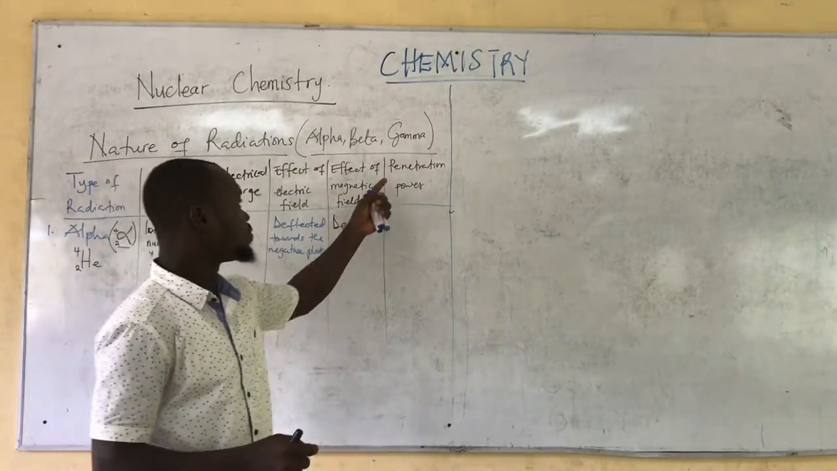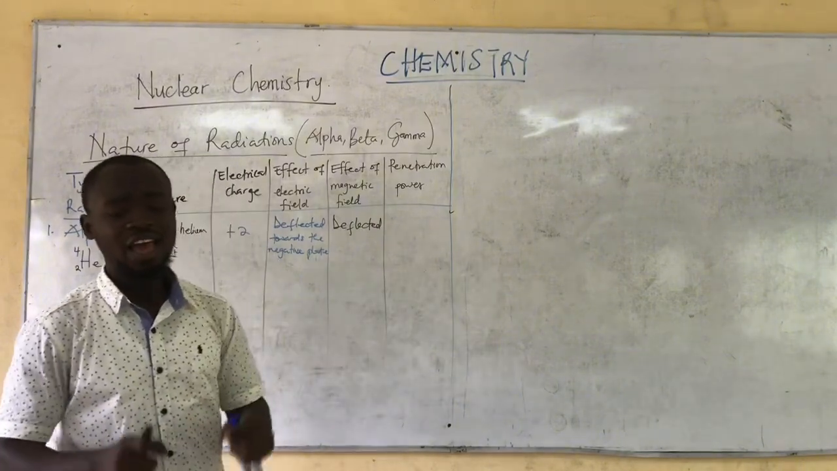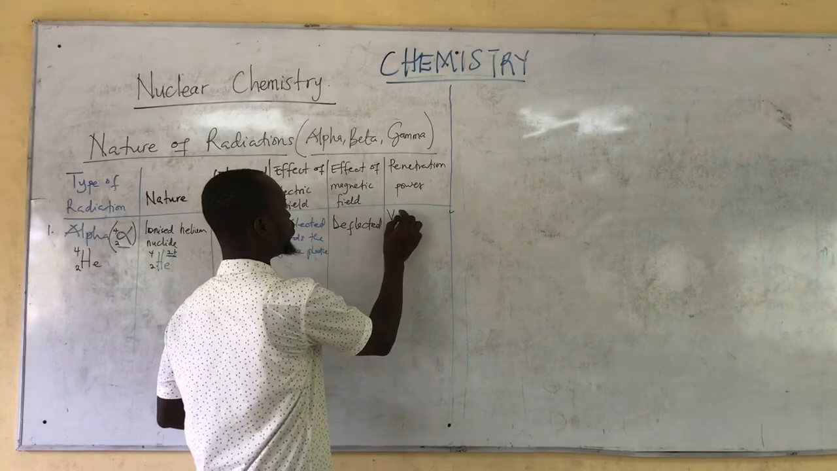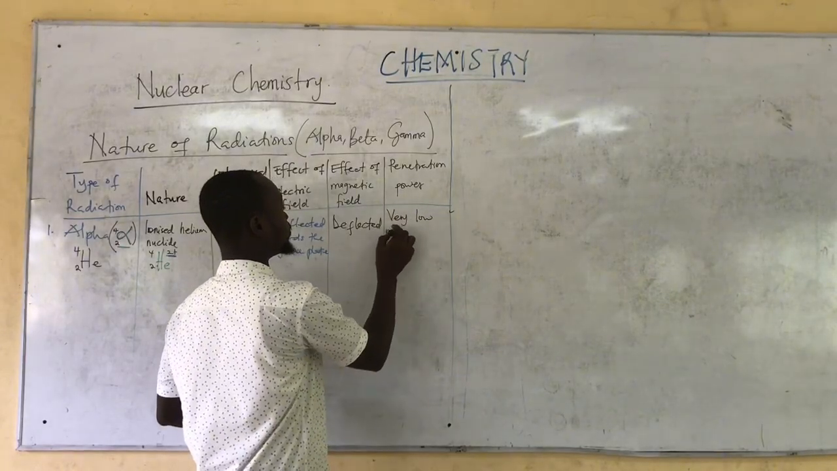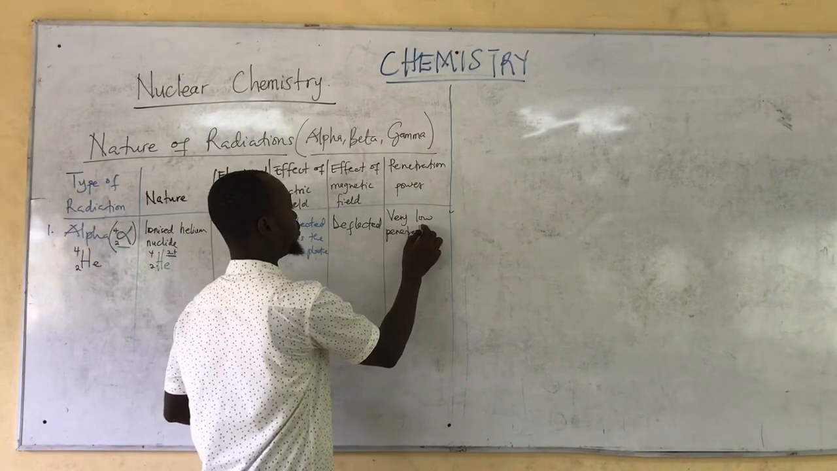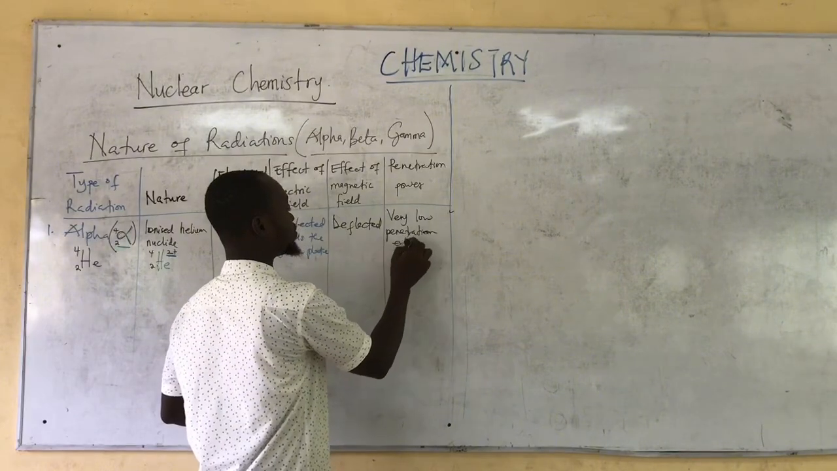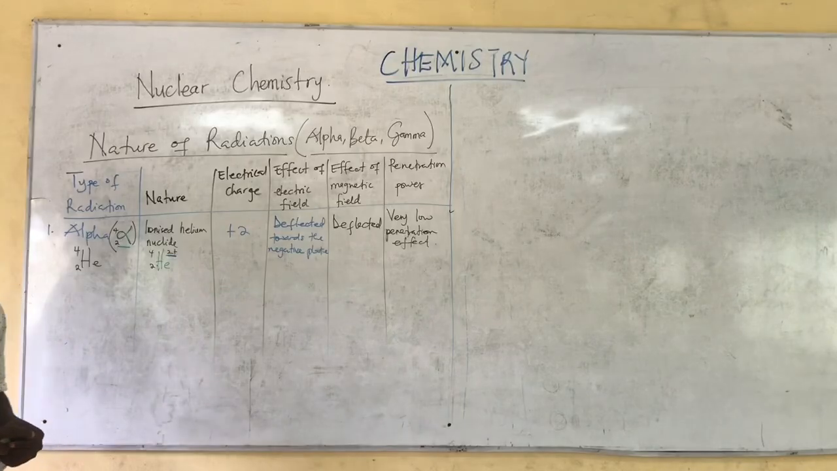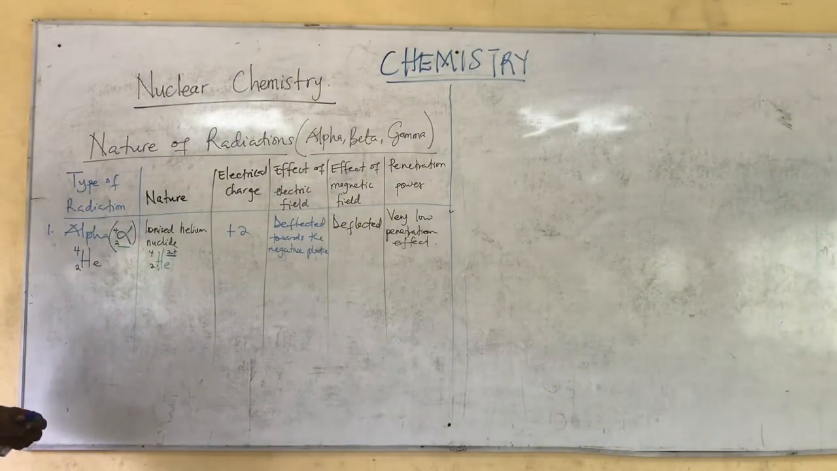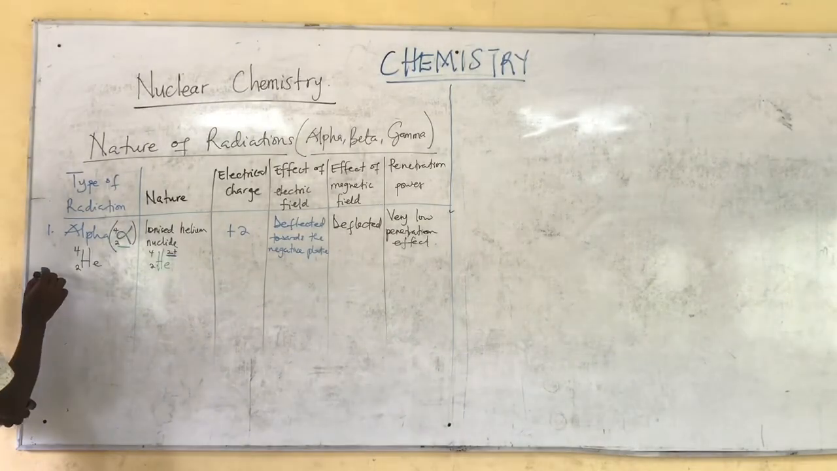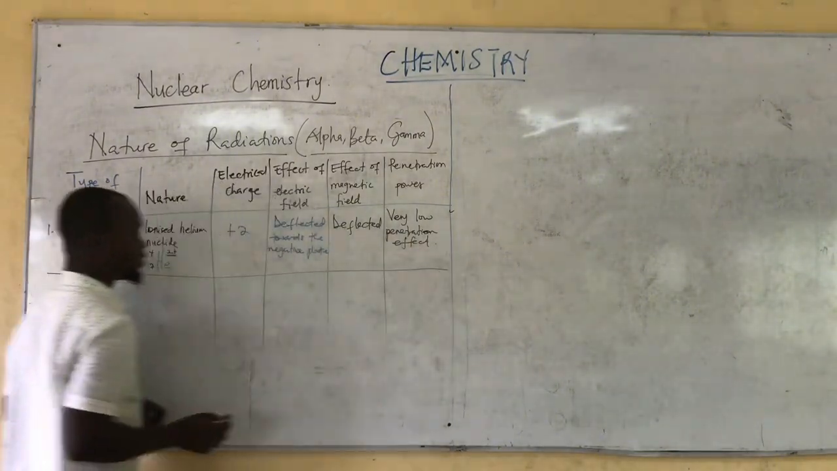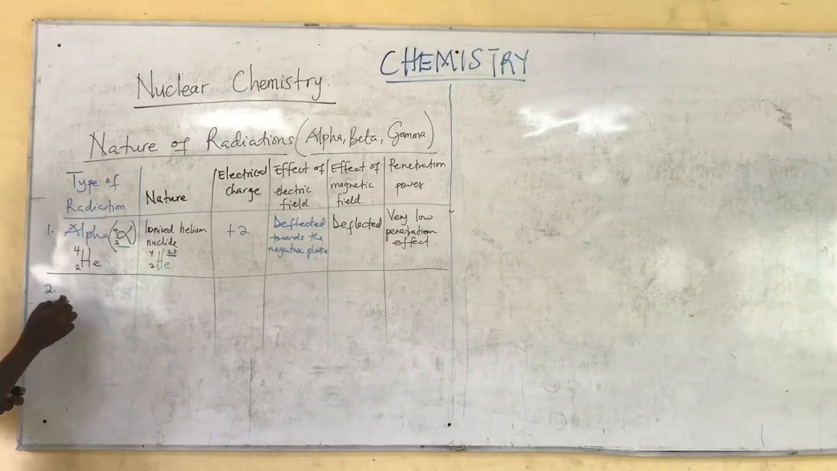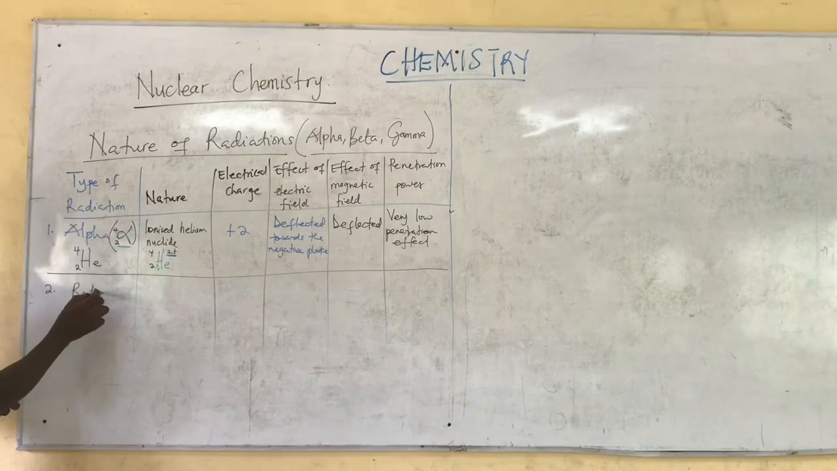With regard to the radiative penetrating power, the alpha particle has a very low penetration effect. So that is the basic information on the alpha particle or alpha radiation. Now let's move on to the second one. We can talk of the beta particle.